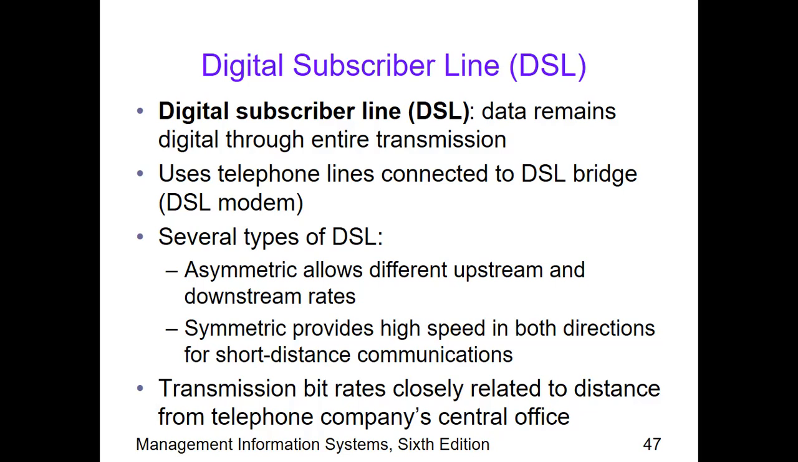Several types would be asymmetric and symmetric. Asymmetric allows different upstream and downstream rates. Symmetric provides high speed in both directions for short distance communications. Transmission bit rates are closely related to distance from the telephone company's central office. So this is the good thing here about the rates for transmission. It is closely related to distance, meaning to say if there is greater distance, then the rates should be lower, and if there would be shorter distances, then expect higher transmission bit rates.